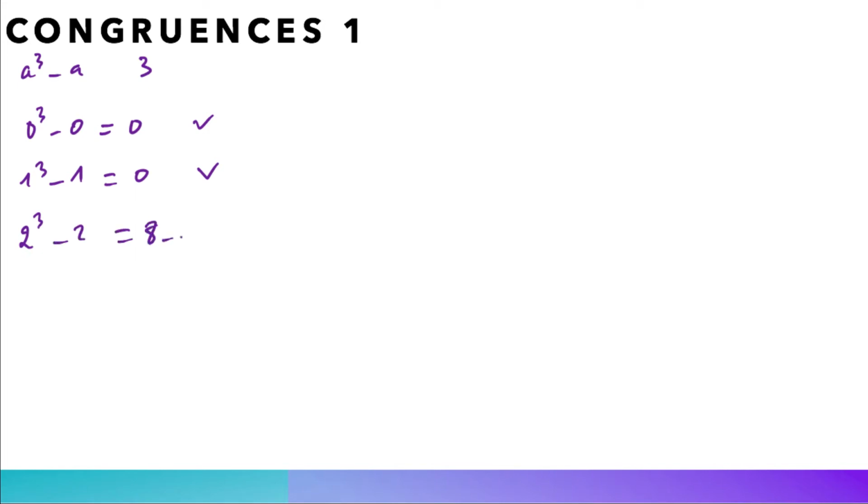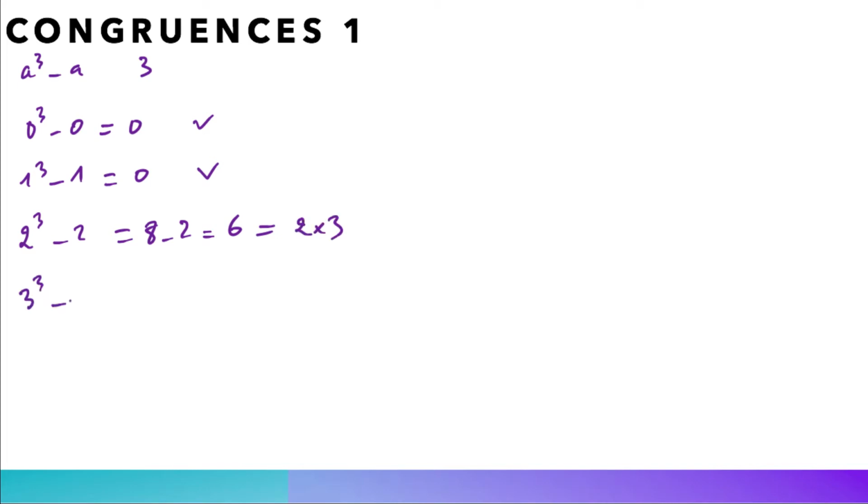In our first example, we would like to prove that for every integer a, a cubed minus a is a multiple of 3. Indeed, easy computations yield that 0 cubed minus 0 is equal to 0, and this is a multiple of 3. 1 cubed minus 1 is also equal to 0, and this is a multiple of 3. 2 cubed minus 2 is equal to 8 minus 2, which is equal to 6, and 6 is a multiple of 3 because 6 is equal to 2 times 3.